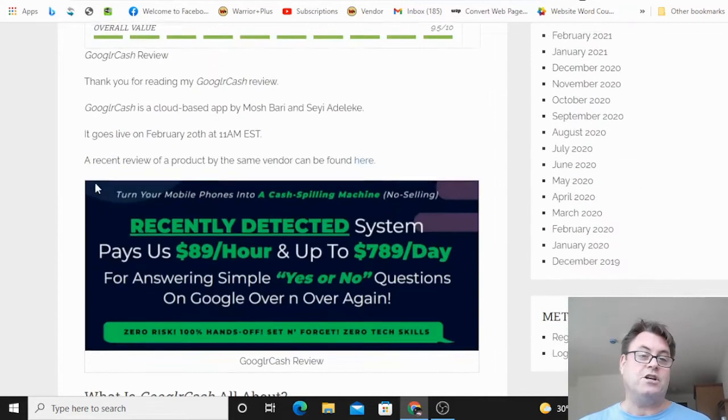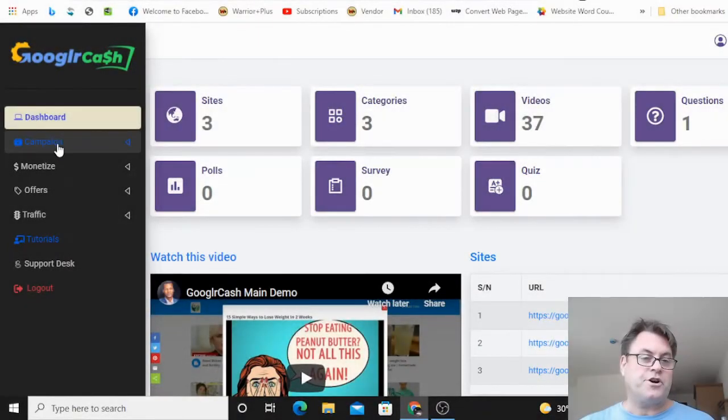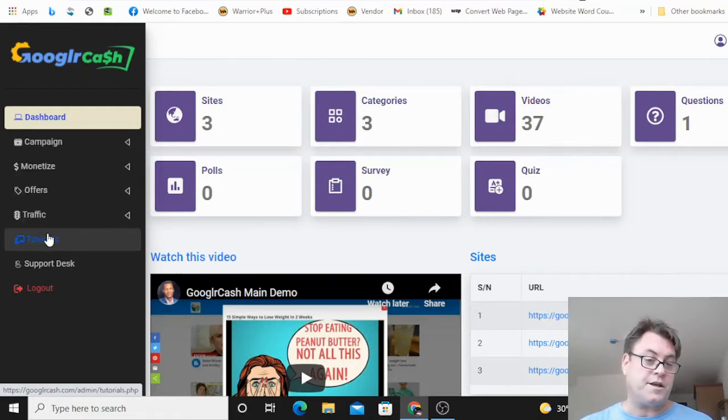So let's go ahead and have a look at GooglrCash. Once you land on the dashboard, you're going to have campaign over here, monetize over here, offers over here, traffic over here, and then tutorials over here. So let's go ahead and have a look at the tutorials.